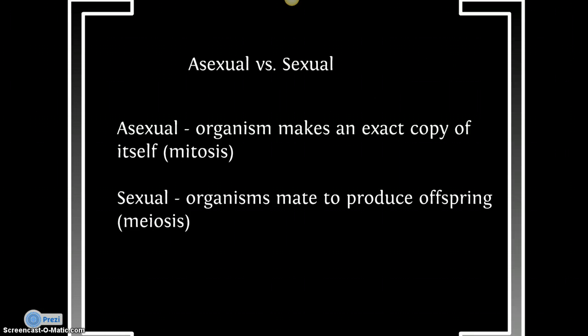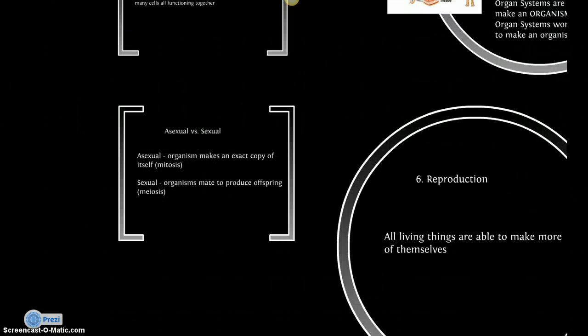Sexual is where organisms mate to produce offspring, and this is kind of an example we'll get to in Chapter 8 is meiosis, where we look at the production of egg and sperm cells.